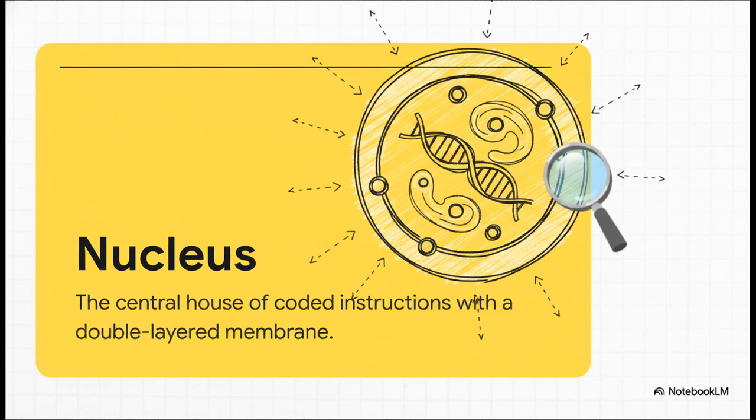First up, we have the nucleus. You can think of this as the CEO's office. It's heavily fortified by a double-layered membrane, using specific pores basically like security gates to carefully control who comes in and out. Most importantly, it houses the DNA. That's the master blueprint and coded instructions for the entire factory. Literally every single activity that happens on the factory floor is guided by the instructions kept safe right in here.